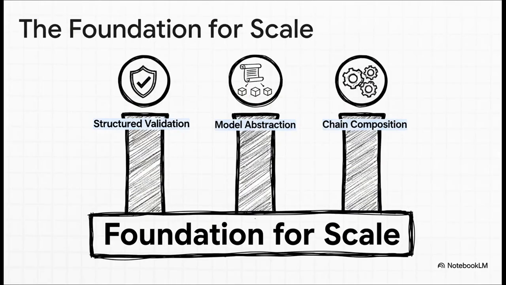And this whole idea of building a foundation that can scale really rests on 3 key pillars. First, you get that structured validation before you make that expensive call to the LLM. Second, you get model abstraction. That means you can use the same prompt template with a model from OpenAI or Anthropic or Google, and it just works. And third, and this is where it gets really powerful, you get composition. You can chain these things together where the output of one prompt becomes the input for the next. That's how you build complex workflows.